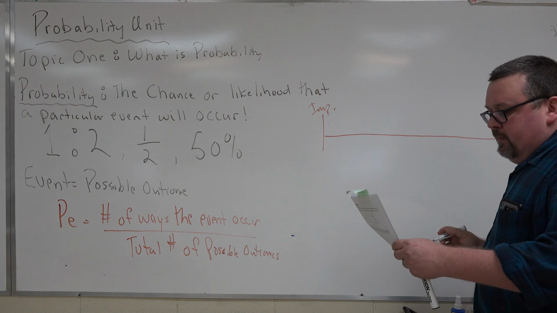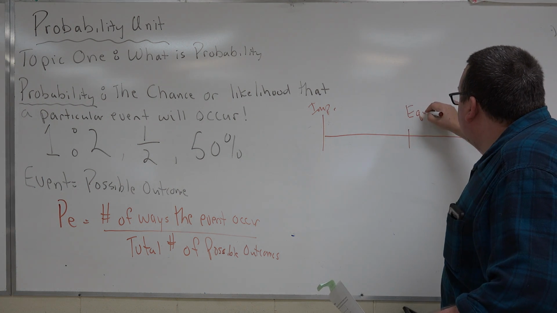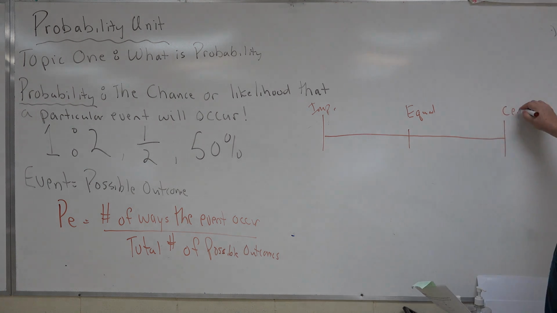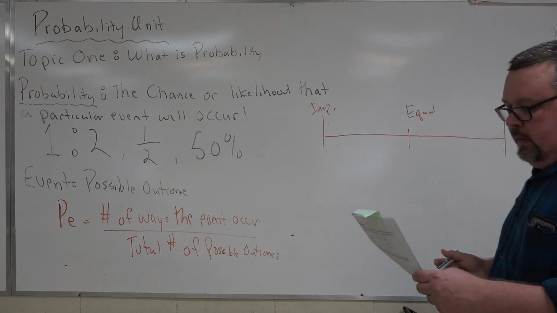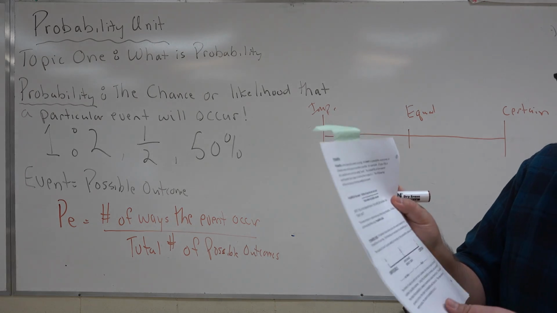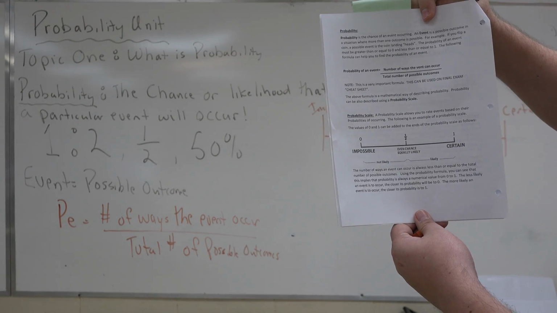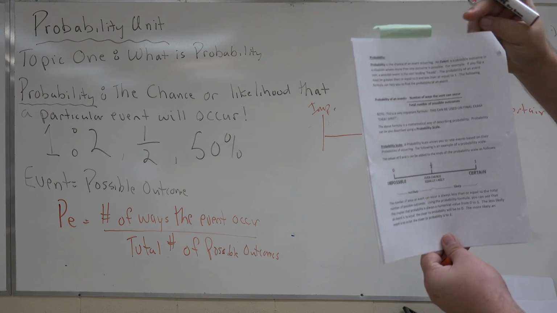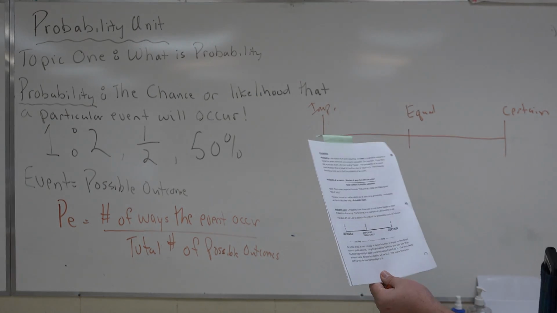Then you have, in the middle of it, an equal chance that it could happen. And then you have a certainty that yes, it can and it will occur. But then underneath, on your chart, if you look at it here, you're going to see that in between impossible and even chance, it's pretty much not likely that it's going to happen. Then from equal chance to certainty, it's pretty much likely that it could.